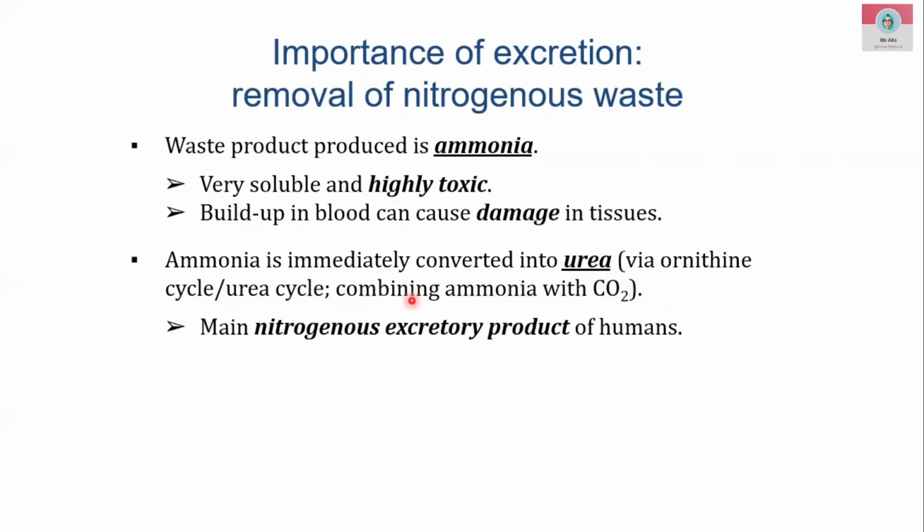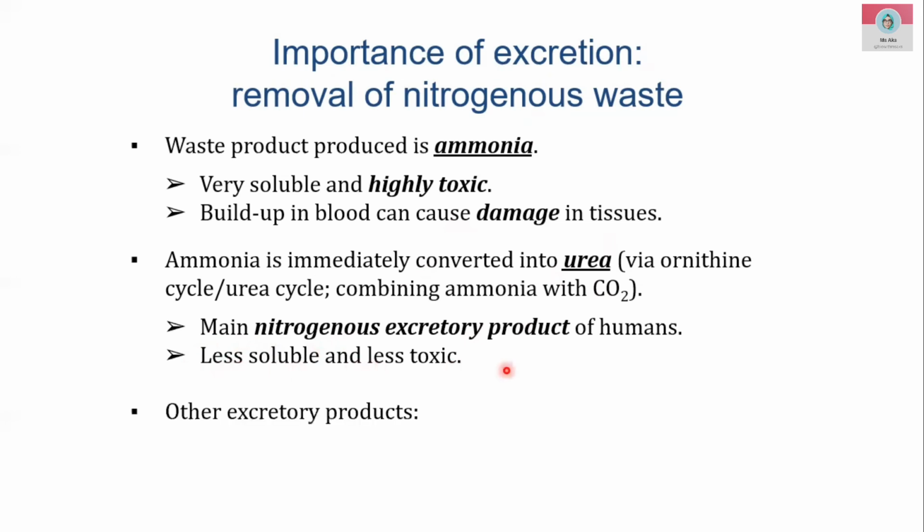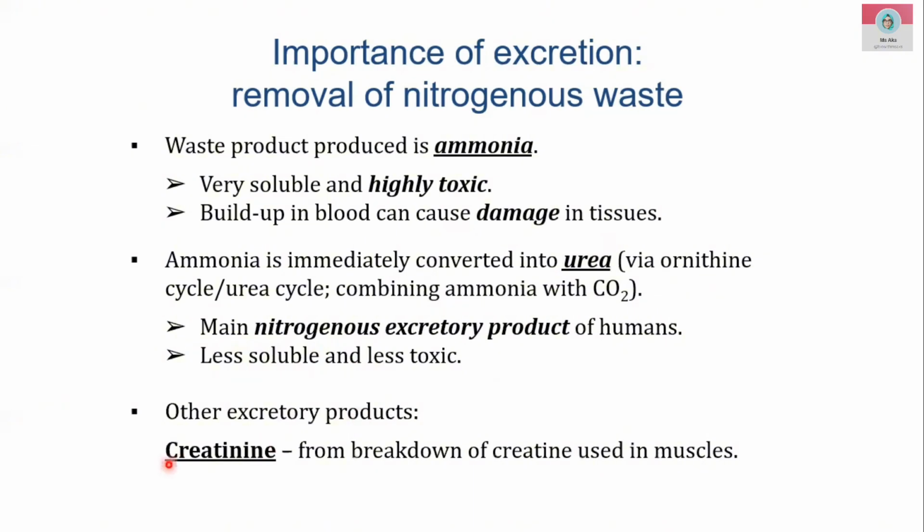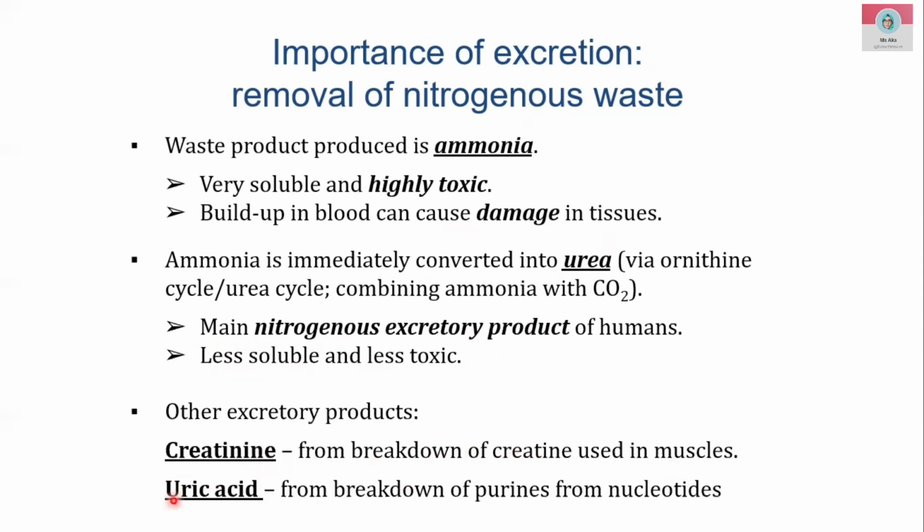So after combining ammonia with carbon dioxide, we'll get urea, which is the main way we excrete our nitrogenous excretory product, because urea is much less soluble and much less toxic compared to ammonia. However, other excretory products might also include creatinine. Creatinine is formed from the breakdown of creatine, which is used in the muscles, as well as uric acid, which is formed from the breakdown of purines from the nucleotides.